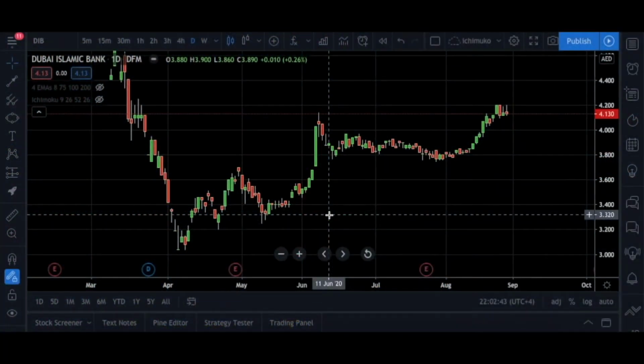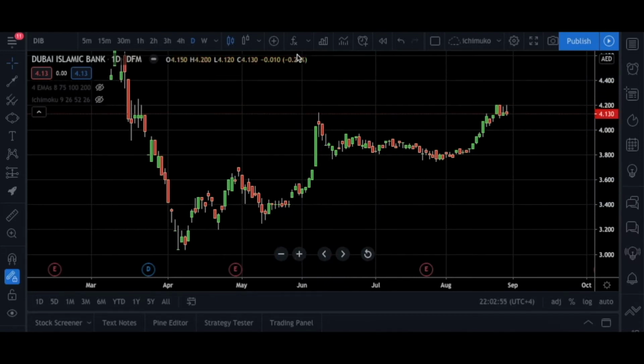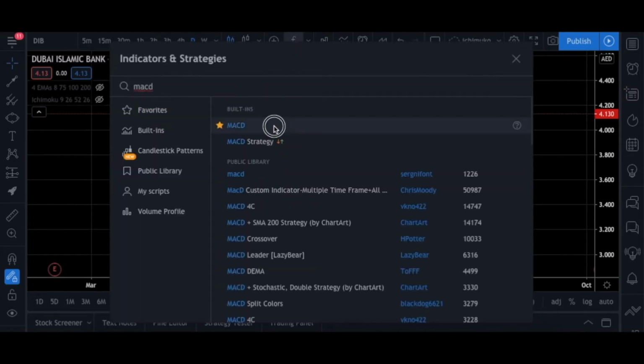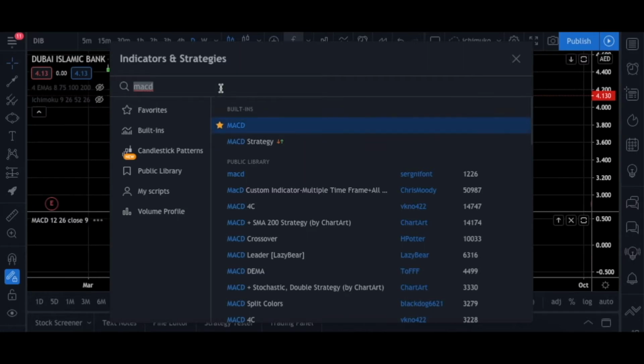Firstly, we will load MACD to our chart. Also at the same time, we will look for the 200-day exponential moving average. We will use this exponential moving average to identify the trend. So if you are using TradingView as your platform, just click on this icon and search MACD. Right here, the first option. It will be loaded in the background.